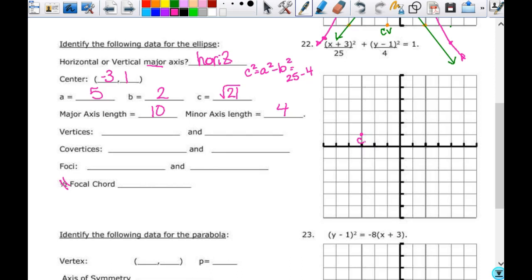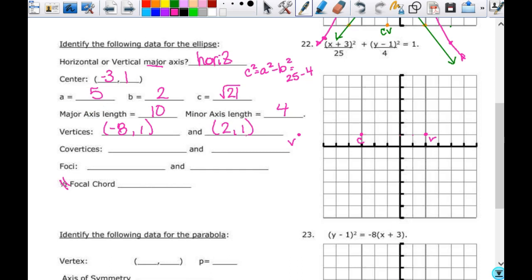This goes off the graph pretty decently too. I can go ahead and get my vertices. This is horizontal, and so from the center, I'm going to go to the right 1, 2, 3, 4, 5. That's a vertex. Then left 1, 2, 3, 4, 5. That's a vertex. So my x value is changing. I would take my center point and subtract 5, so -3 minus 5 is -8, 1. -3 plus 5 is 2, 1.